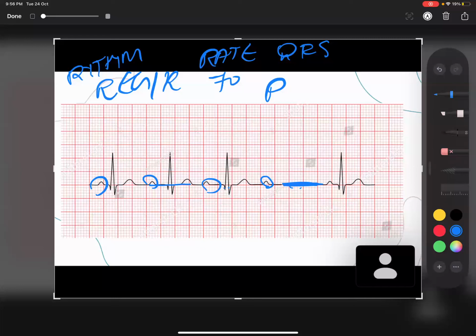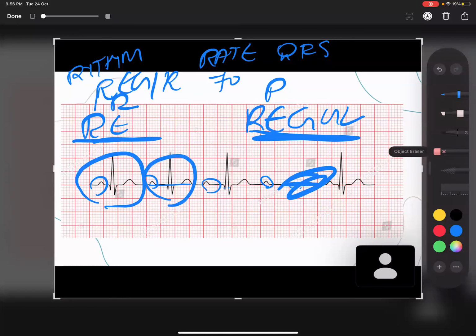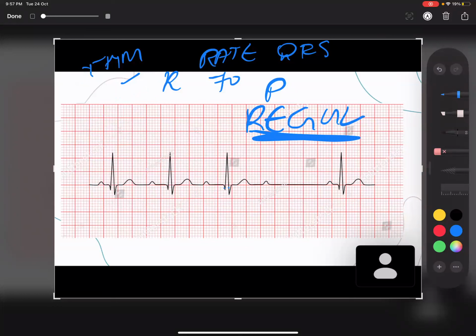So basically, we have regular here, and here we have regular or irregular. It depends on the shape of this, and whether it has any pathology. And for the irregular, is it happening continuously, or does it not happen in a continuous fashion? You get me?